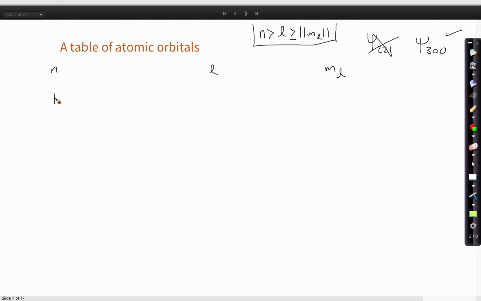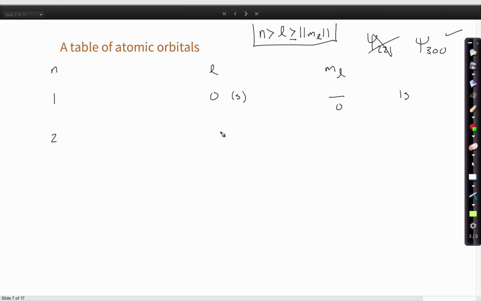So let's start with n equals 1. The only allowed value of L then is 0, right? It has to be 0 up to n minus 1, but n minus 1 is 0. So that means the only thing we have on the first floor is an s orbital. And for m sub L, the only thing we have is 0. So I'm just drawing the picture of it here. So here we would have the 1s. That's it.